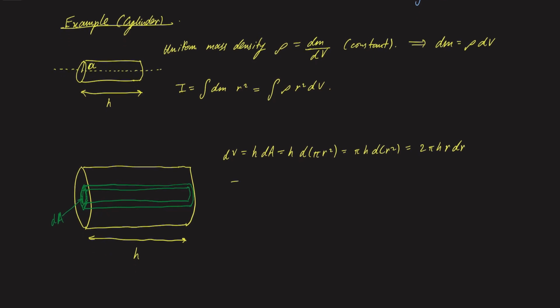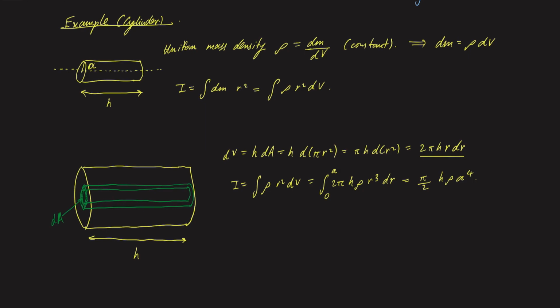Now let's place that into our integral. For I, we have the integral over rho r squared dv. dv is given by this quantity here, so we get 2 pi h rho r cubed dr. Integrating through from 0 to final radius a, we get that this is equal to pi over 2 times h rho a to the 4th. Okay, so that's the moment of inertia of this cylinder.